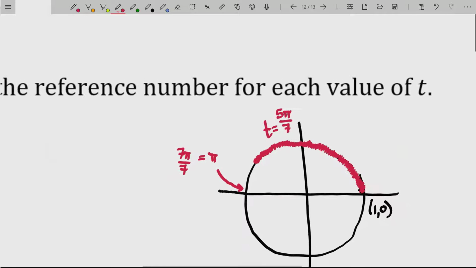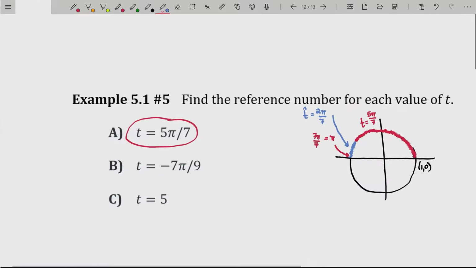All right. Drawing this was not the question. The question was, what's the fastest way to get to the x-axis? What's that fastest distance? Well, if you know that to get all the way around to that x-axis is a distance of pi, which is 7 pi over 7, and you've only gone 5 pi over 7, then it should make sense that you still have a little bit to go, specifically 2 of those pi over 7s to go. So that is our reference number, 2 pi over 7, because you didn't go the full 7 pi over 7.